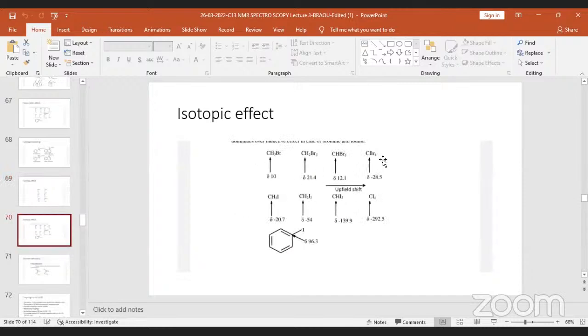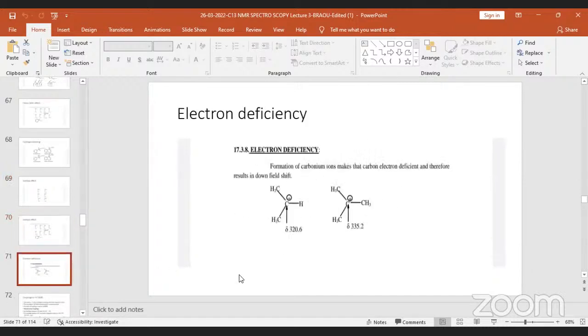Same thing I have given you here. Yeah. Electron deficiency, I told you already, decreases the electron density around carbon. Therefore, it is shifted downfield. That means higher frequency. Normally, carbon signals are observed around 240 ppm, no?